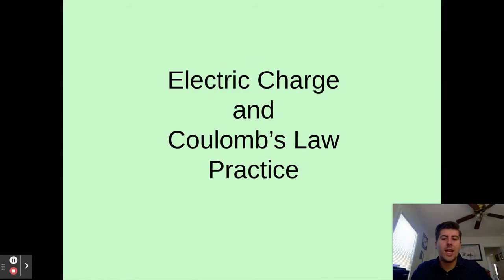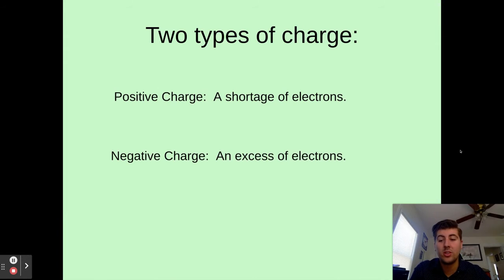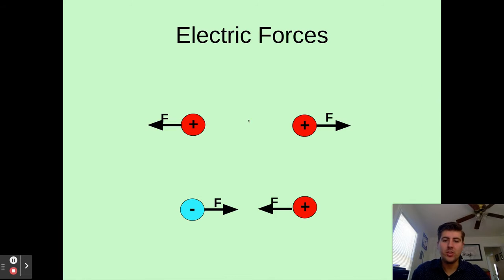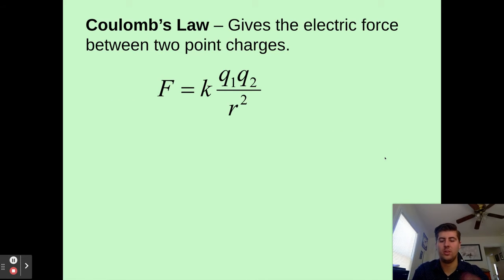So let's talk about how we're going to solve some practice problems with Coulomb's law and what that looks like. Starting off, there are two types of charges like we said before. A little review here. Positive charge is a shortage of electrons, and negative charge is an excess of electrons. The unit of charge is called a Coulomb, represented with that big C. Equal charges repel one another, opposite charges attract one another. Like charges repel, unlike charges attract. Okay, good, we know it.